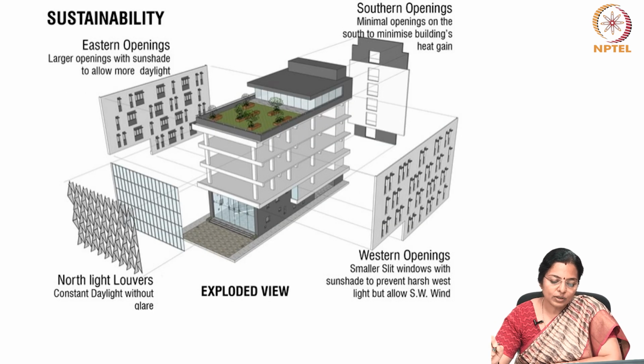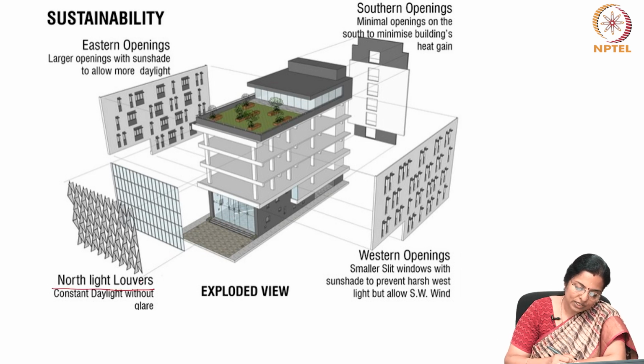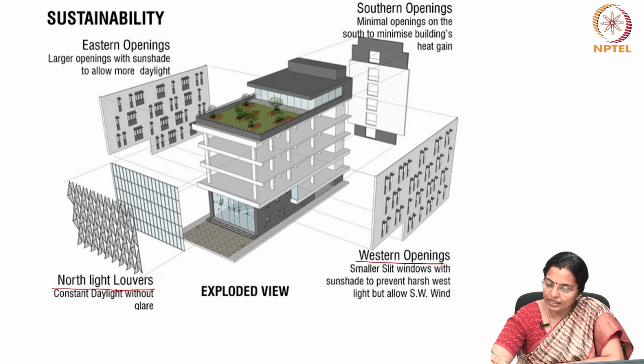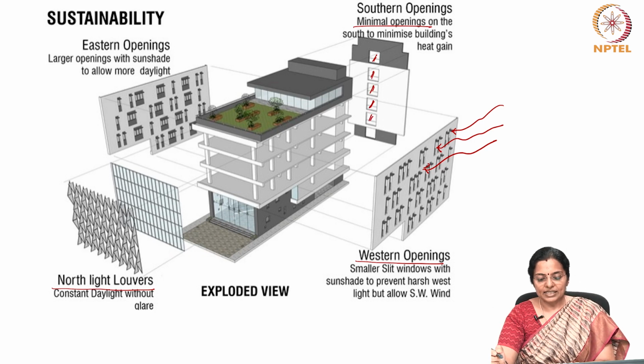Here you can see how each of the facade has been treated. The north side has north light louvers which gives continuous daylight without glare. The western side has small slit openings which are well shaded, through which the southwest winds can go in, and yet the harsh sunlight is cut off. The eastern side has large openings or more openings than the western side, and it allows daylight. Southern side has minimum openings. The openings are very minimal on the southern side, and it minimizes the building's heat gain.